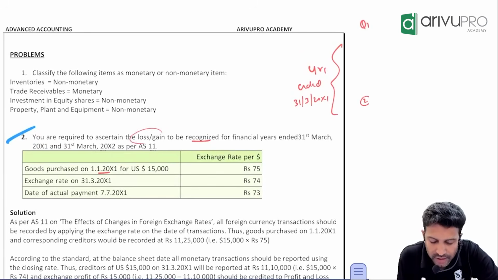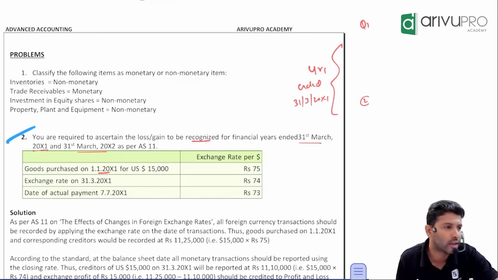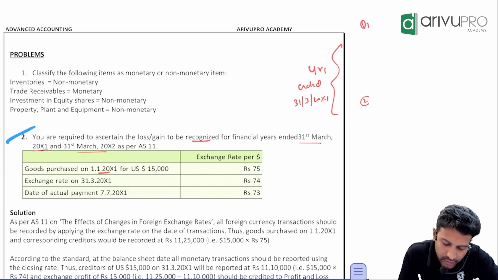You are required to ascertain loss or gain to be recognized. For which date? Year ended 31st March 20x1 and 31st March 20x2. Two years' gain or loss you need to ascertain. Fine. As per AS 11, the exchange rate per dollar has been given.